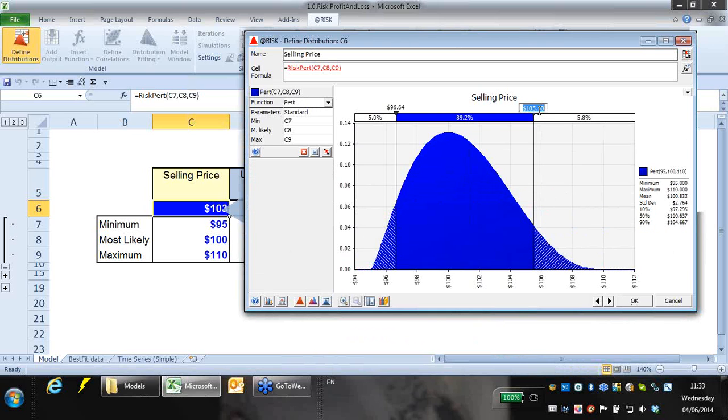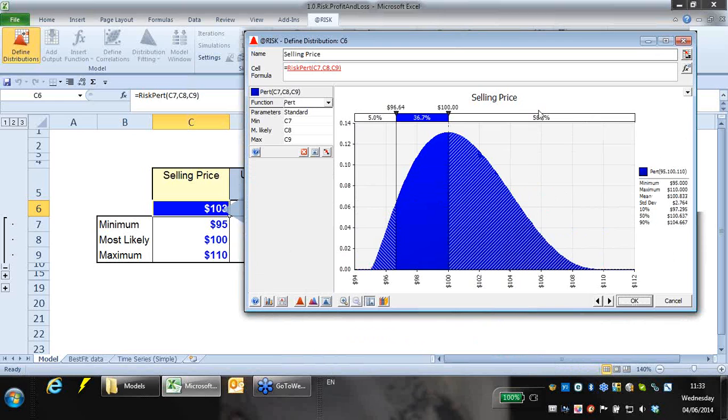So first of all, if I backtrack a moment and ask, what's the probability that my selling price is going to be more than $100 based on these inputs that I've given down here? Well, there's a 58% chance of that. So 58 times out of 100, the software is going to take samples from somewhere in this shaded area of the graph here.